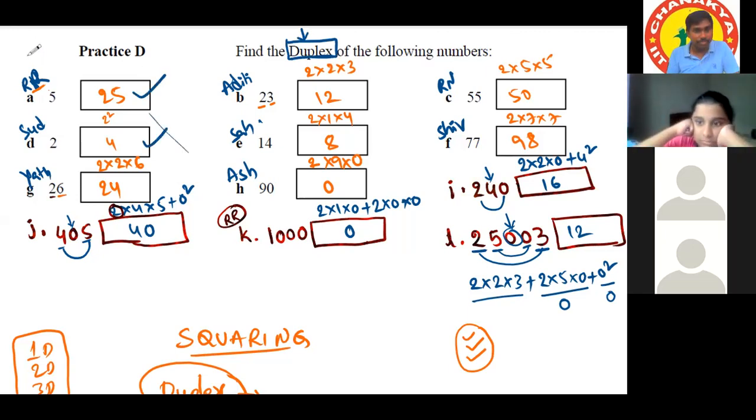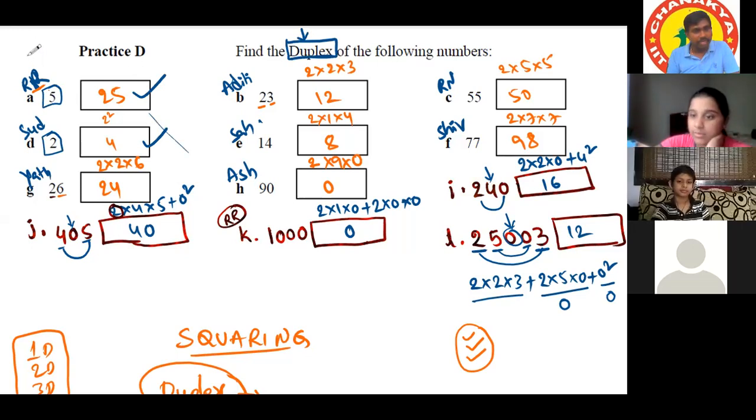If it is a single digit, directly the duplex is the square. 5 square is 25 and 5 duplex is also 25. 2 square is 4 and 2 duplex is also 4 only. In case of a one digit number, duplex and square are both the same. But in case of 2 digit, 3 digit, 4 digit numbers, duplex is different and squaring is different.